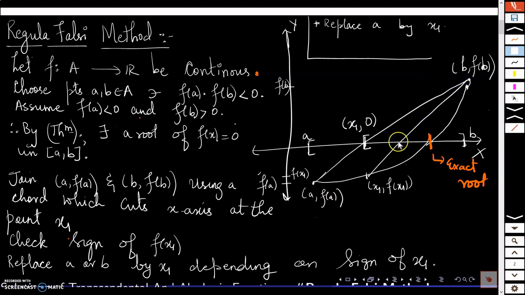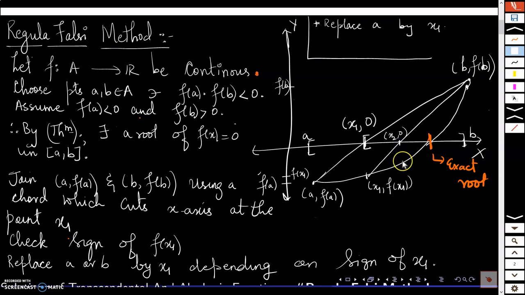Again it cuts the x-axis at this point, right? Because this point is lying on the x-axis, its y coordinate is 0, so I will call it x2 comma 0. Then again I check the sign of x2.